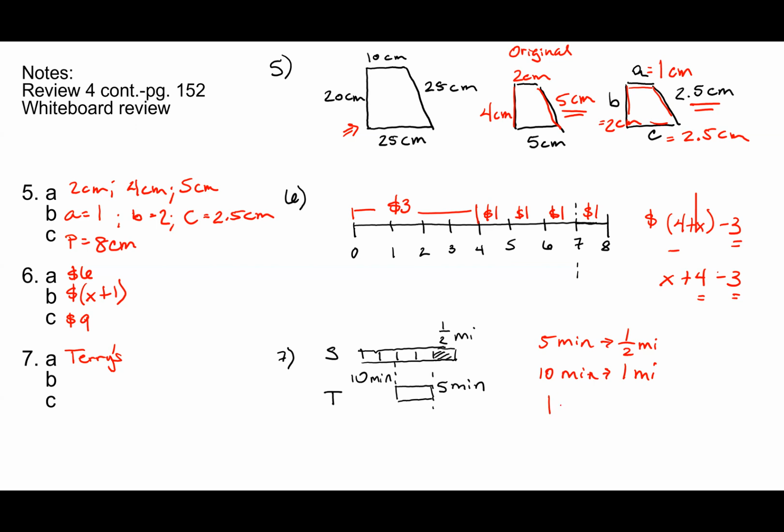Yeah, let's divide by 10. So in 1 minute, Sam would have run 1/10 of a mile. So Sam's speed is 1/10 of a mile per minute. Okay, we could convert that to miles per hour if we wanted to, right? We would multiply times 60 minutes per hour, and that would give us 6 miles per hour. It doesn't really ask us to do that, so we wouldn't have to do that.